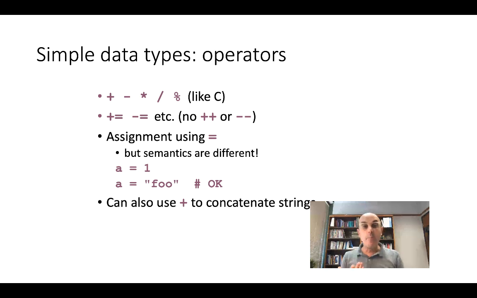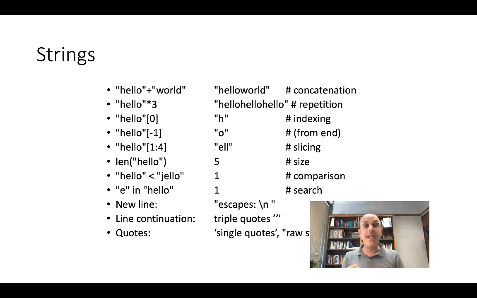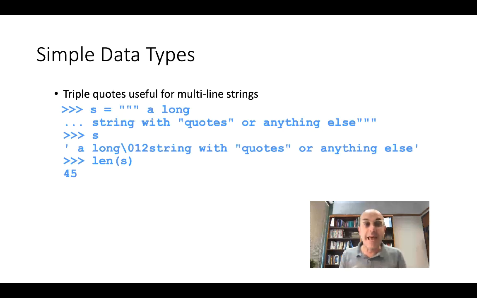Simple data operating, again, this is like C, and this is how the assignment is being used. You can always use the plus to concatenate strings. So a string example is hello and the word world, and hello multiplied by 3 as an example. Again, look at the quotation in that type.